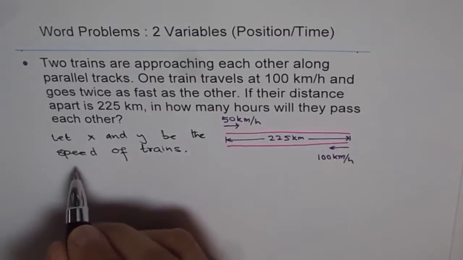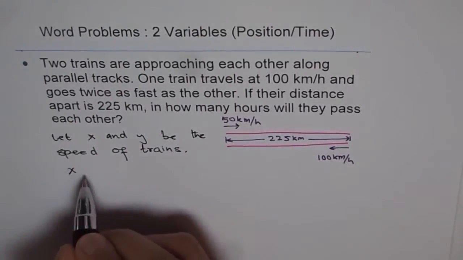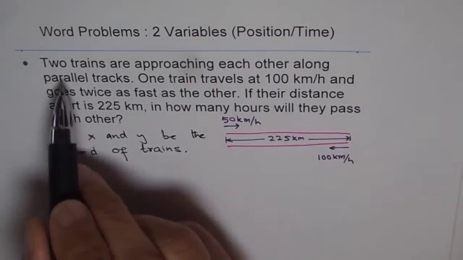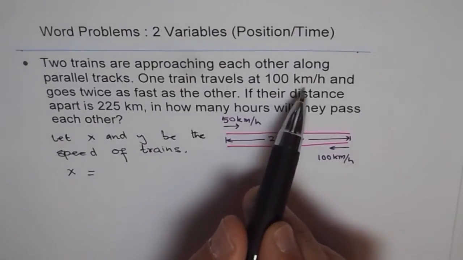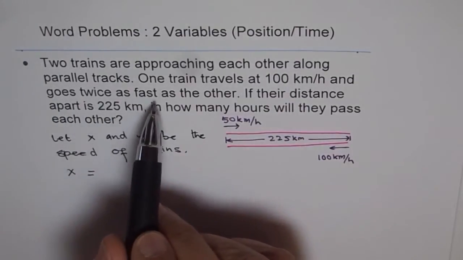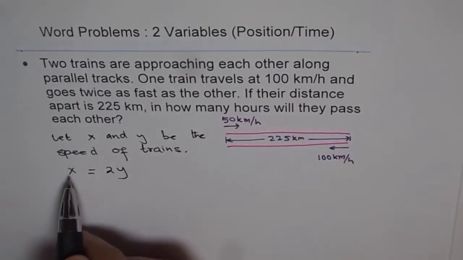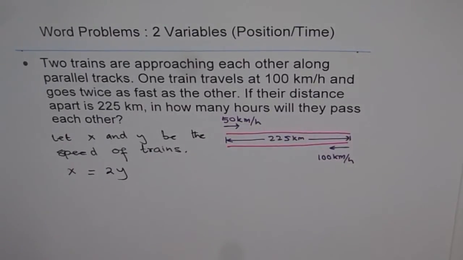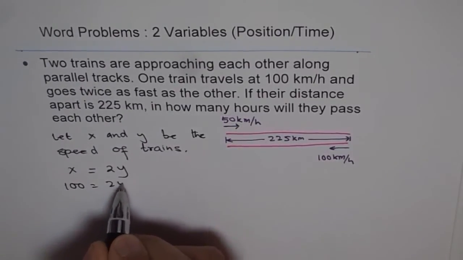Then we know that x is equal to, two trains are approaching each other along parallel path. One train travels 100 kilometers per hour and goes twice as fast as the other. So x is 2 times y. So one train goes twice as the other. Now we know x is 100, right? Since x is 100, we write y should be how much?